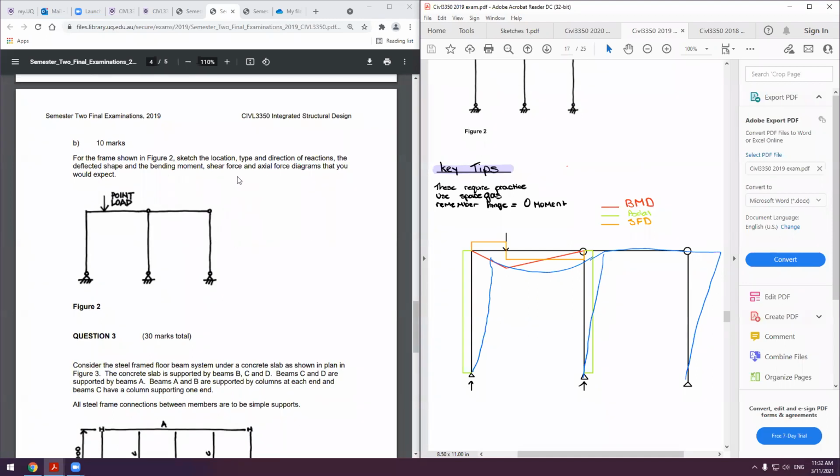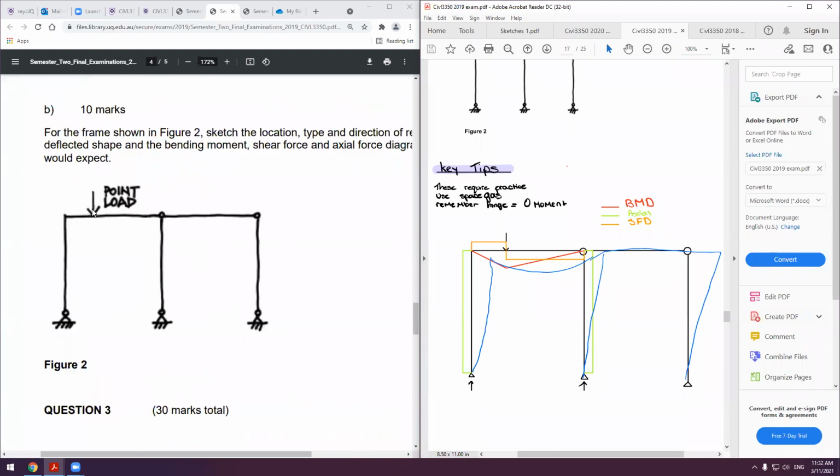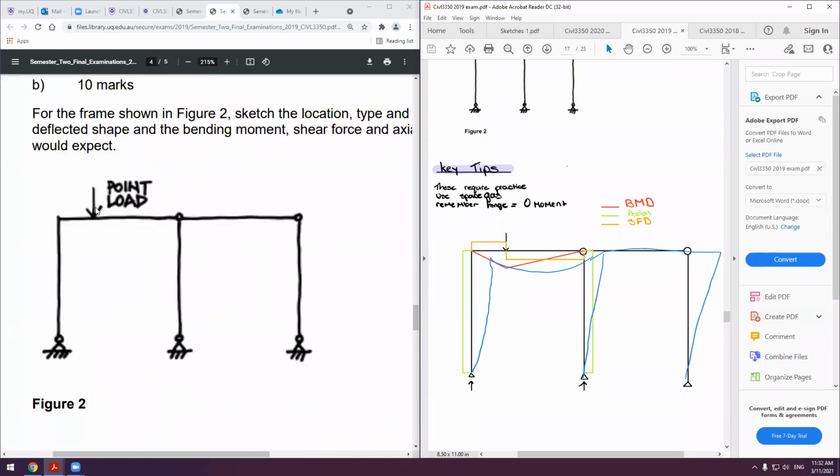So when we're dealing with this, it's really stable. We've got 2 hinges, so that means we've got no moment on this part. So all our moment is within this part of the section. Great.